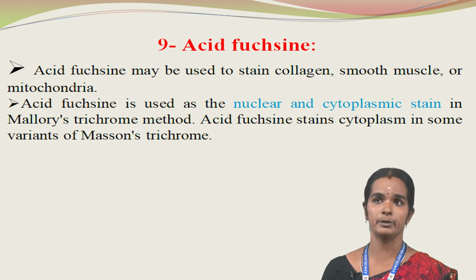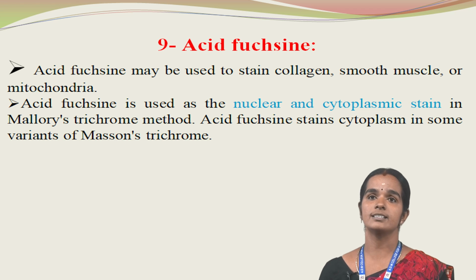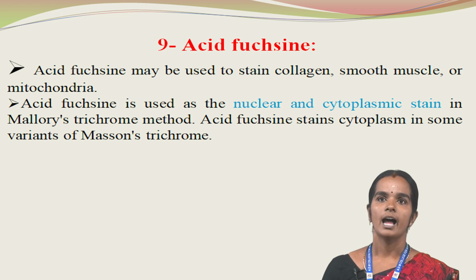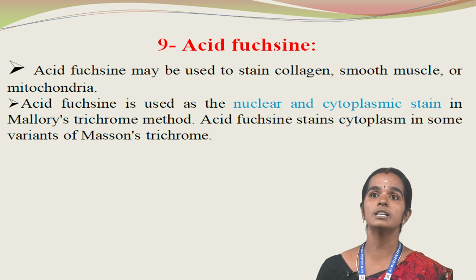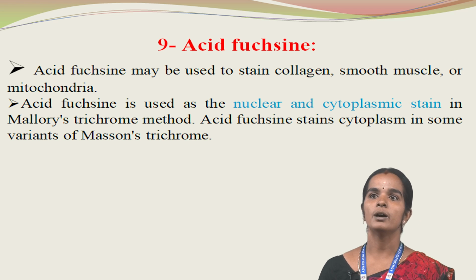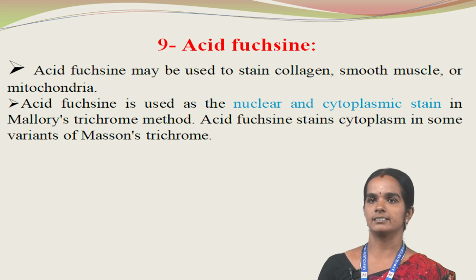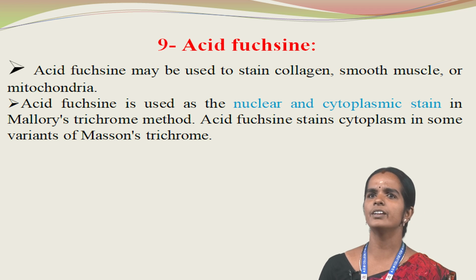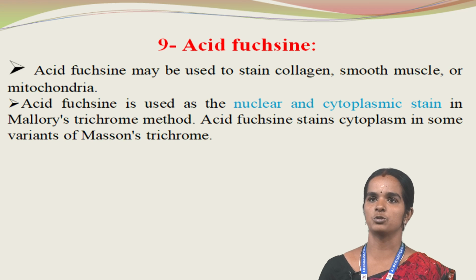This is the ninth type of stain, acid fuchsin. Acid fuchsin may be used to stain collagen, smooth muscles or mitochondria. Acid fuchsin is used as the nuclear and cytoplasmic stain in the Mallory trichrome method. Acid fuchsin stains cytoplasm in some variants of Masson's trichrome.